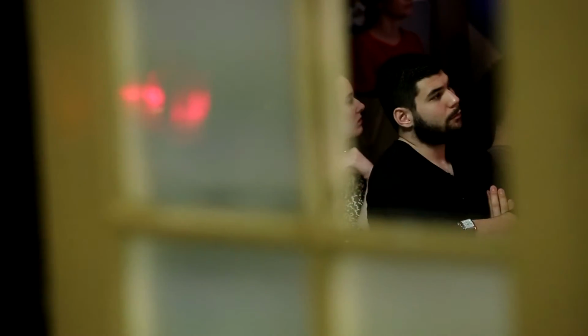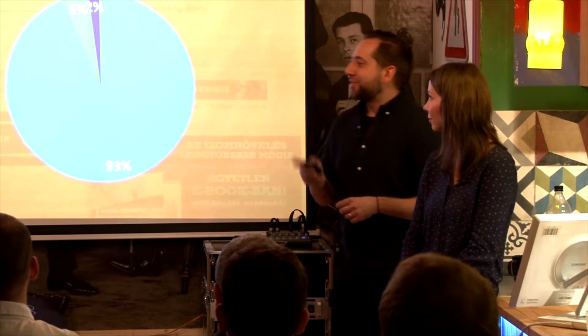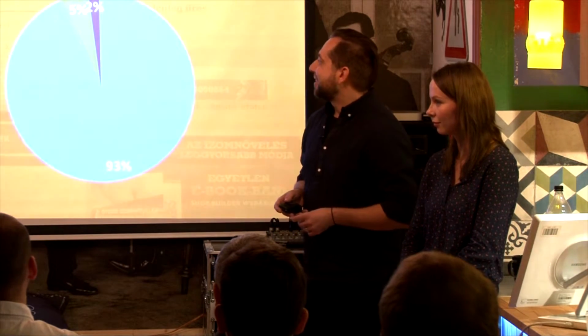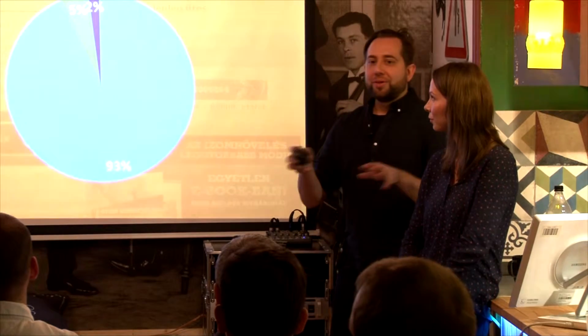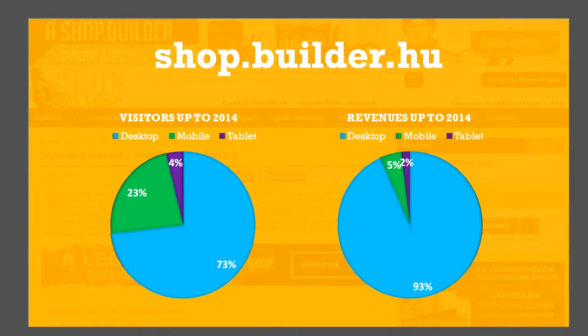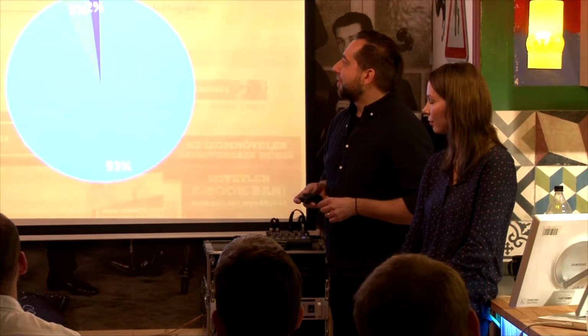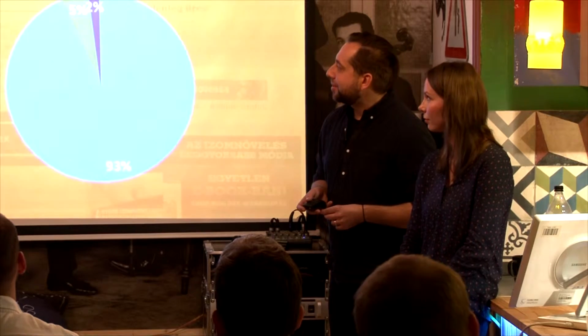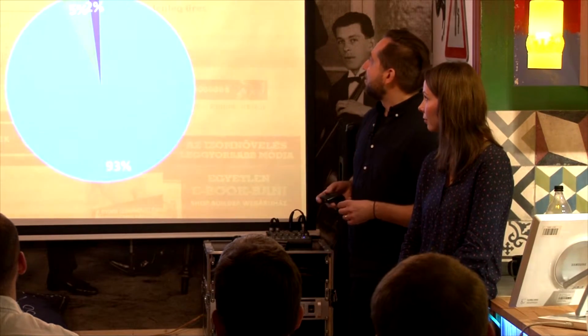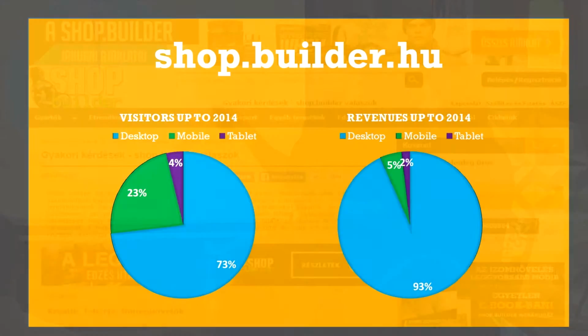And as Zoltan mentioned, there is no presentation without some nice charts. I will show you only some charts, but not all. I don't want to dig in too deep. So, there you can see the distribution of the visitors of Shop Builder, the distribution between the device types, and the revenues. And you can see how these device types contributed to the revenues up to 2014.